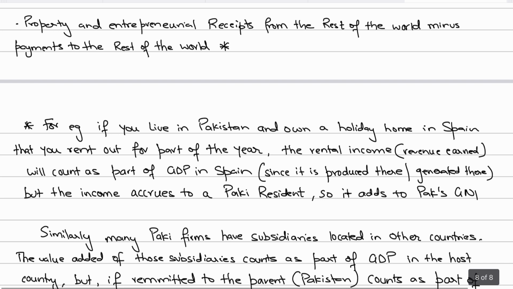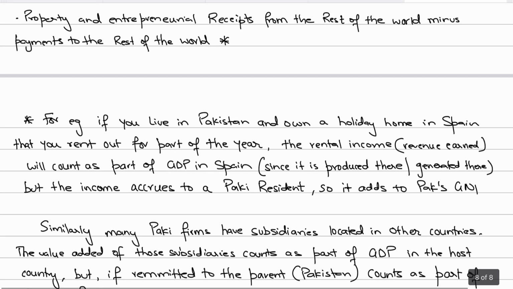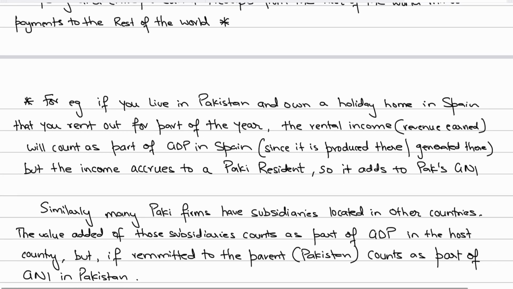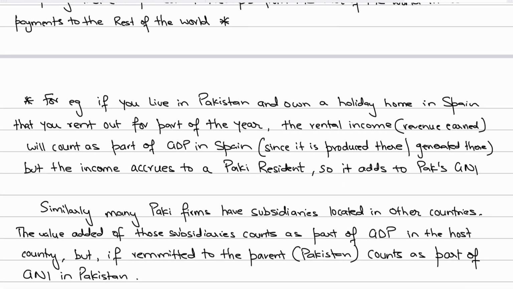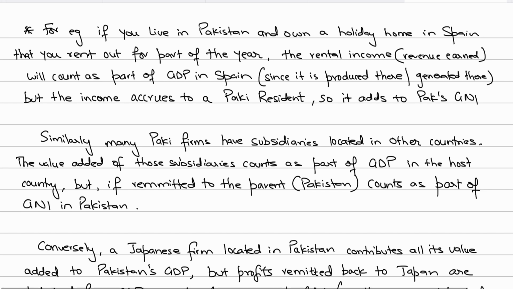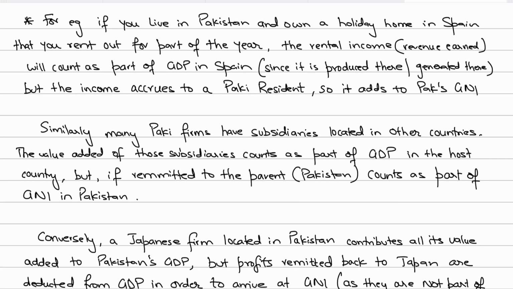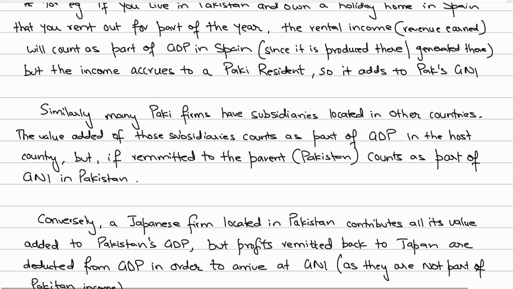So, for example, if I live in Pakistan and we're talking about property here, if I own a holiday home in Spain, let's say, and I rent that holiday home for part of the year, the rental income, which is the revenue that I will receive, will be counted as part of Spain's GDP because it was earned in Spain. So I need to add it to Pakistan's GDP to arrive at Pakistan's GNI, right? It's part of GDP in Spain, but since it accrues to a Pakistani resident in Pakistan, it will be part of Pakistan's GNI.